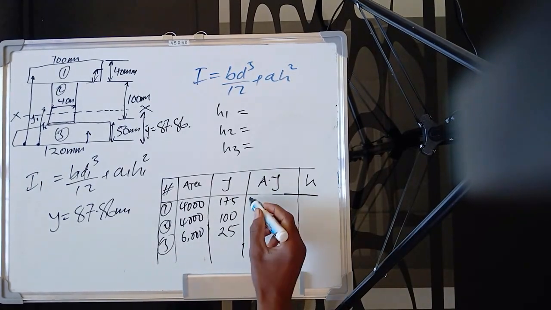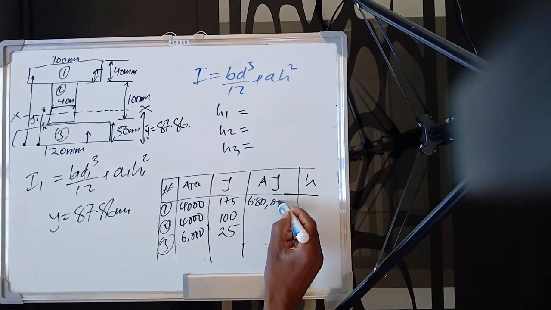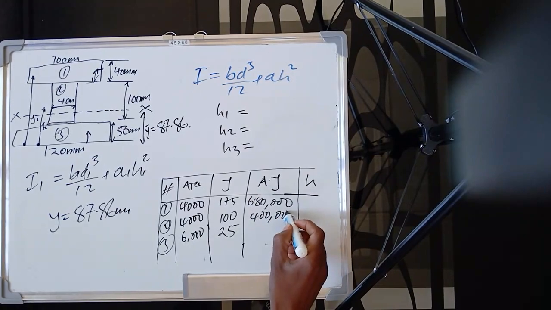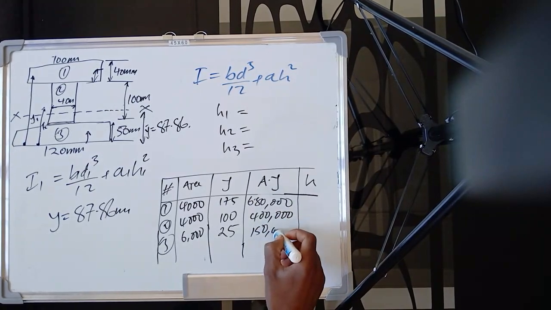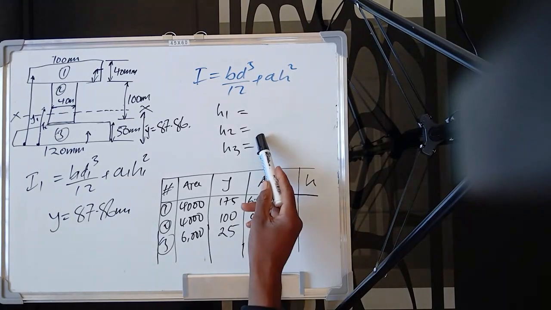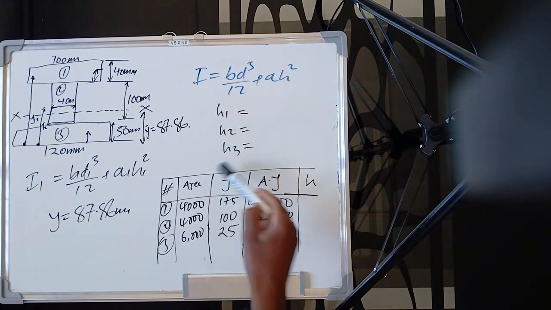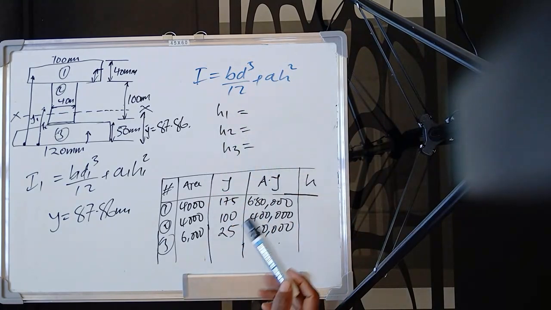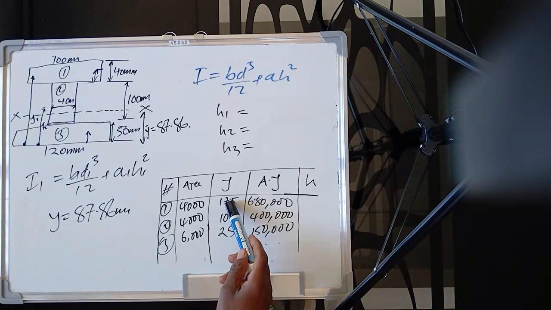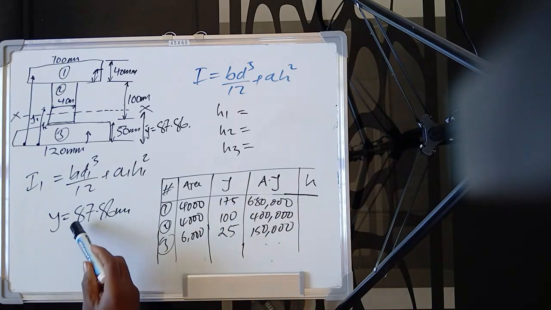I think here we had the 680,000. Then the next one we had the 400,000. Then here we had 150,000. This is how our table looked like. So I have added another column for H because next time I don't want to start calculating H when I had the chance to do it on the table. Okay, so how do we calculate the H? I'll just subtract Y, this one minus that one.